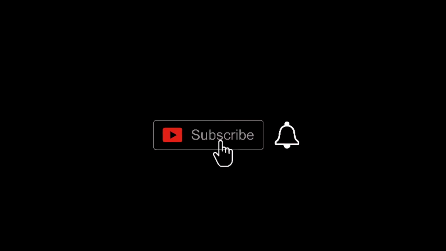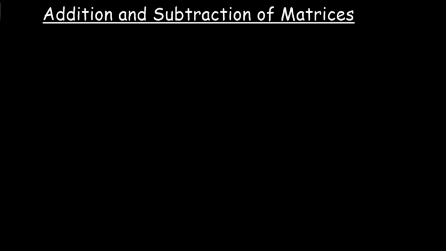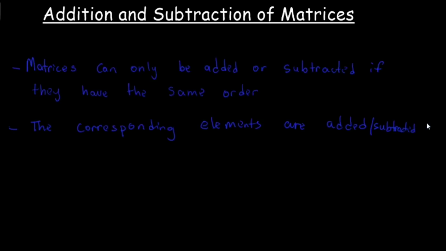Welcome everyone. Today we'll be looking at addition and subtraction of matrices. Matrices can only be added or subtracted if they have the same order. In a previous video we spoke about the order of a matrix, and we know that we find the order by looking at the number of rows by the number of columns. So once the matrices have the same order, then they can be added or subtracted.